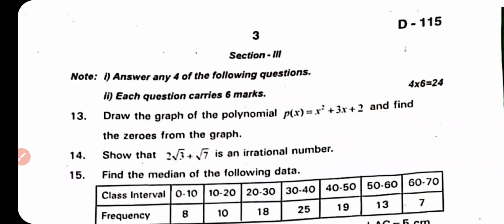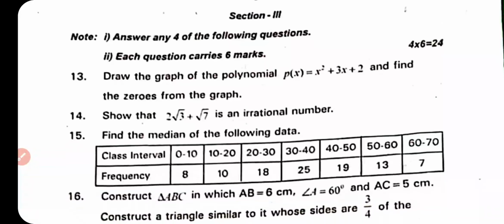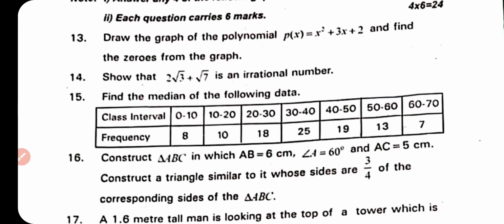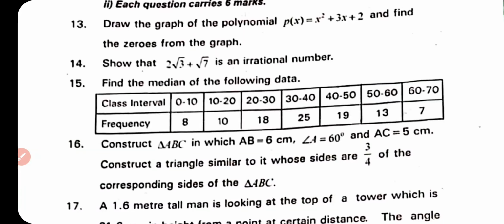Question number 12. Solve the pair of linear equations 3x minus 5y equal to 9, 2x plus 3y equal to 25. Section 3. Answer any 4 of the following questions. Each question carries 6 marks. Question number 13. Draw the graph of the polynomial p(x) equal to x square plus 3x plus 2 and find the zeros from the graph.